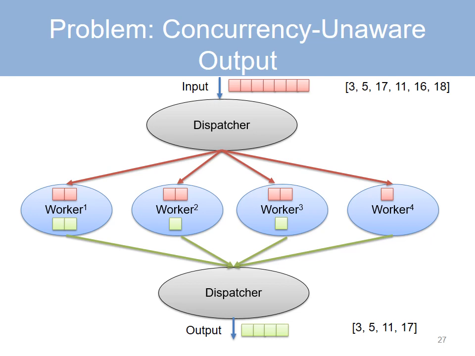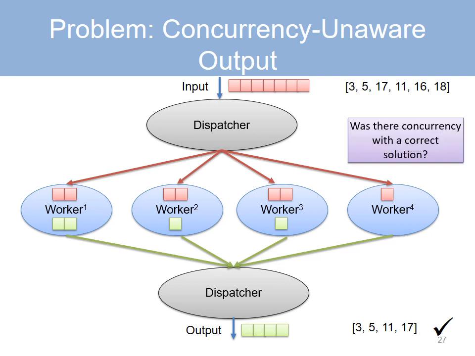And then the dispatcher thread produces the results. Okay? So, the problem here is that whether you have one thread or multiple threads, the result should be the same, ideally. Okay? So if this is the input and this is the output, if it's correct, you don't know whether it was correct because there were multiple threads or there was a single thread. Okay? So was there concurrency with the correct solution?